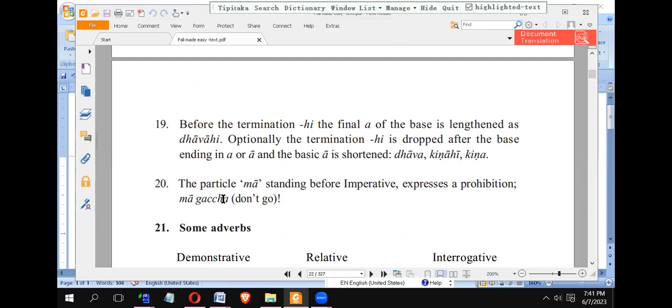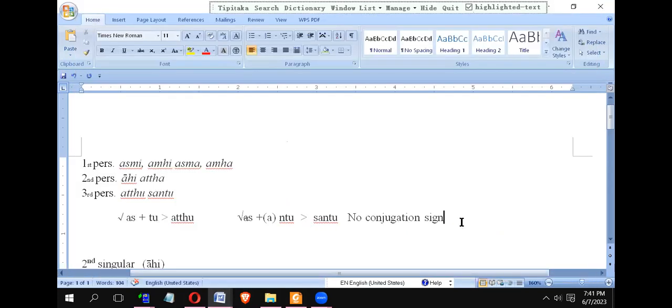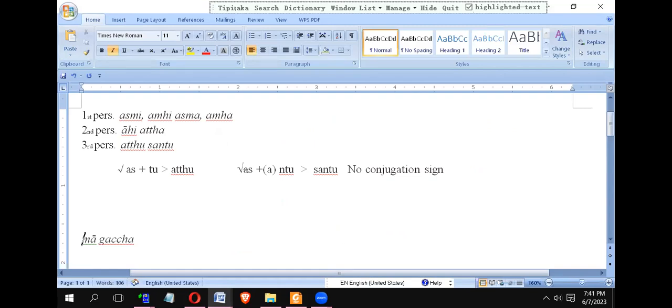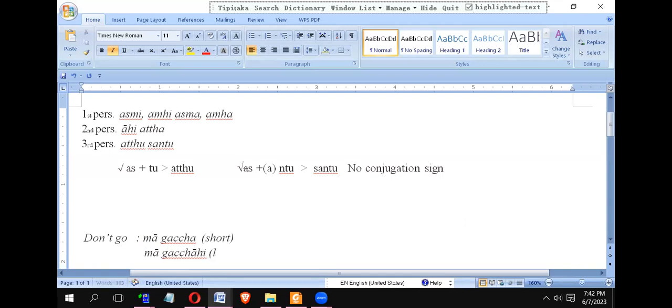If you're going to ask somebody not to go, this is a command, right? So don't go. If you say ma gacha, it is more effective than ma gacha hi. Short version is much more effective. It's like when somebody gets angry, their voice will be sharp, and then they will use short, short forms. Okay, thank you.